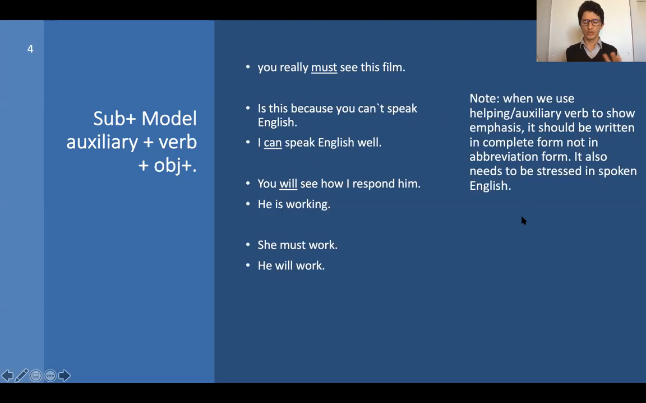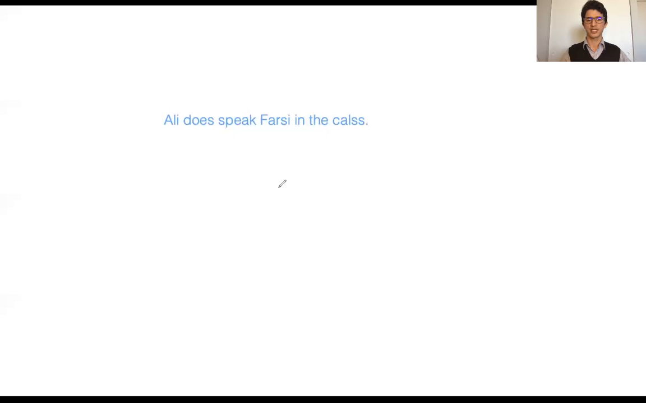Remember, when you use a modal auxiliary verb to show emphasis, you're not going to use the abbreviation form or the shortened form of that. Usually, sometimes in speaking or in writing, we are able to use the shortened form or abbreviation form of them. For example, you say, I can't speak in the class. Remember, here we used can't, the abbreviation form of what?